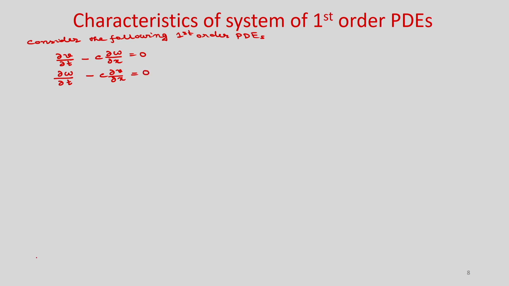Okay. So, these equations, if you convert them into second order PDE, will become second order wave equations. So, this wave equation you can write as a second order wave equation. You will get del 2 u by del t square is equal to c square del 2 u by del x square, where V is del u by del t and W is C del u by del x.